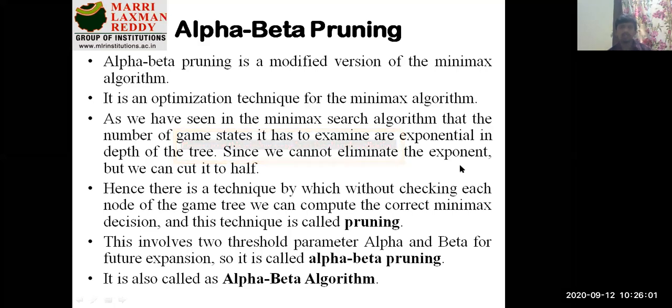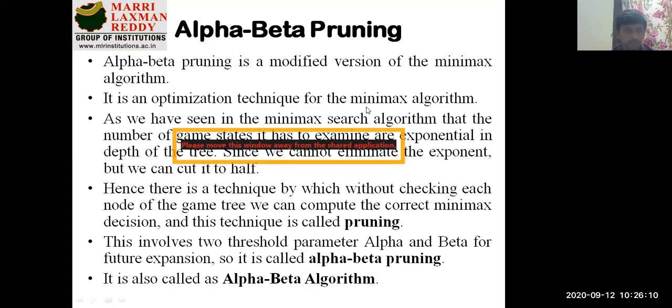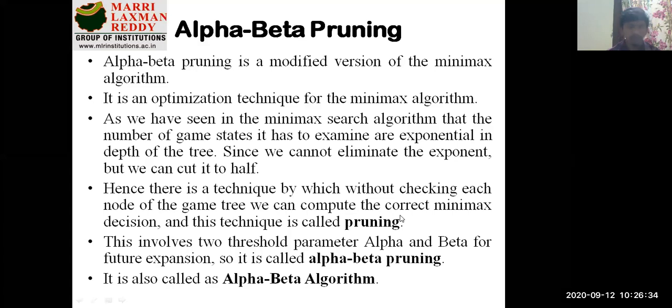So alpha beta pruning is the modified version of the min max strategy. Yeah, I think this is clear now without any disturbances. Okay, fine. So we call it the optimization technique for the min max algorithm.